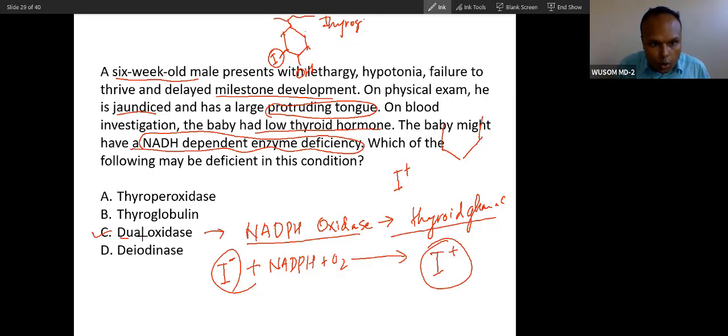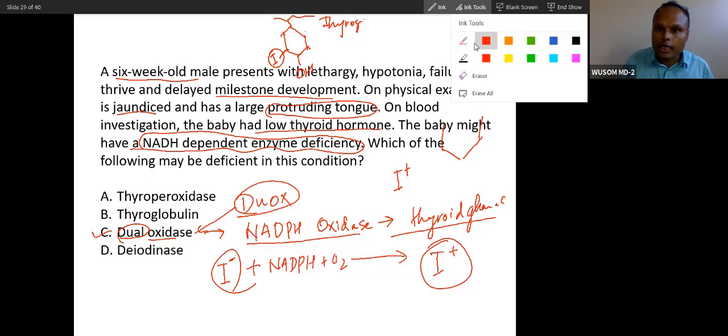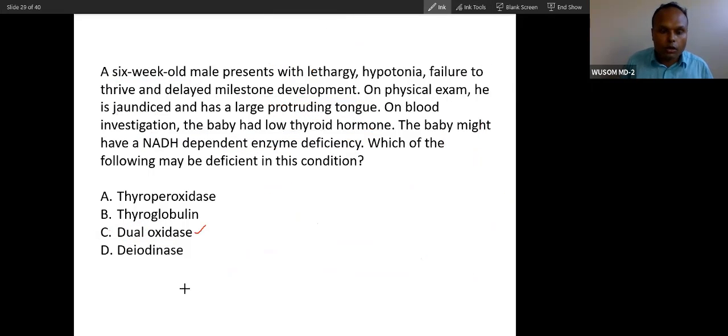So this is called dual oxidase, because it does two functions. In short form, it is called DuOX, dual oxidase. This is nothing but a specific type of NADPH oxidase that is present in the thyroid gland. So did you all understand about this DuOX oxidase?